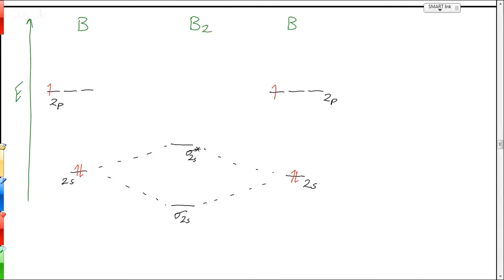And then the p orbitals combine to form a sigma from the 2p, a pi, two pi's, sorry, and then a sigma star, and then pi star.